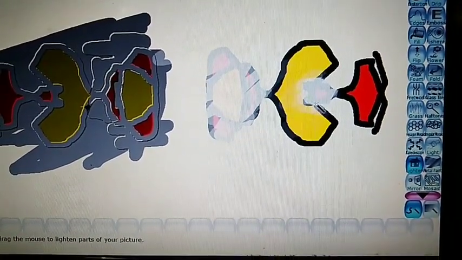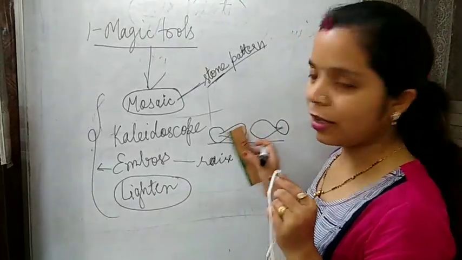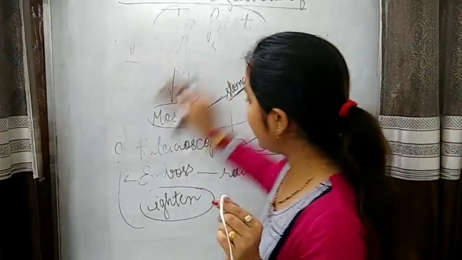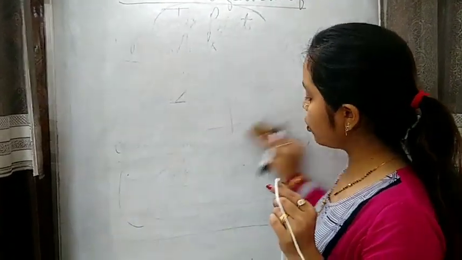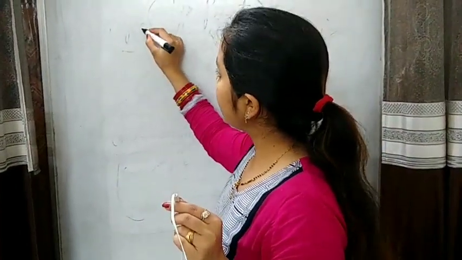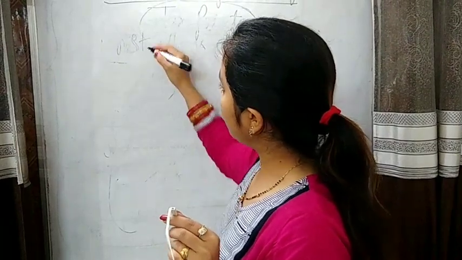Now next one is given, that is storyboard. So all that four tools you have understood. You can download TuxPen and you can use it, then you will understand that more clearly. Now next one is storyboard.